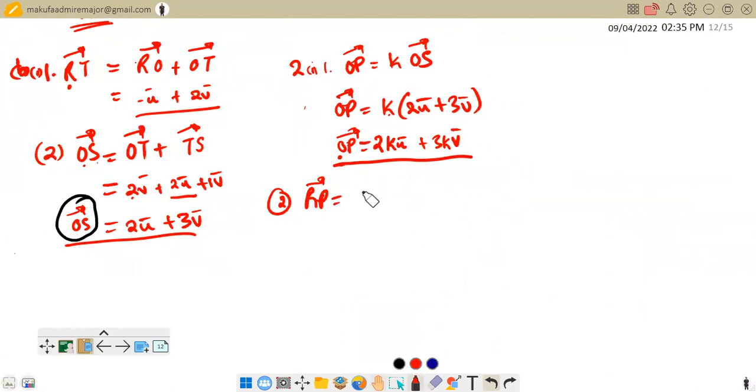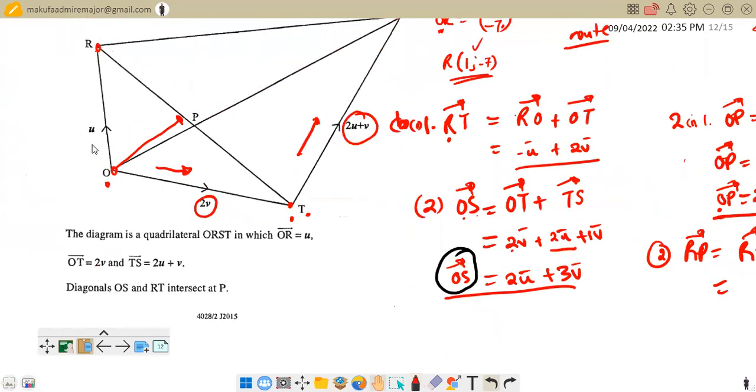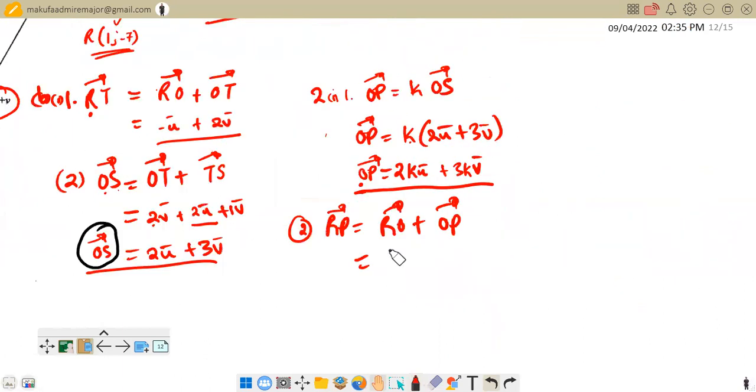So let's just write it here. That's RO plus OP. Do we have vector RO? Yes, definitely, because that's the route that we have taken. Our RO, remember, opposes, so it's going to be minus vector U, like what we did previously, plus OP, which is now in terms of K, which we said is 2K vector U plus 3K vector V.